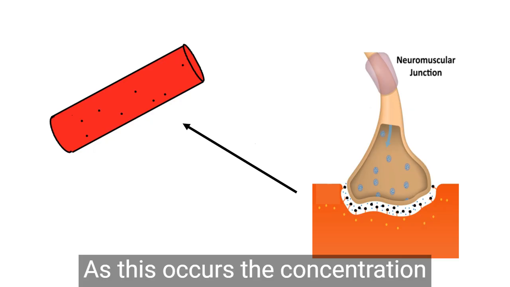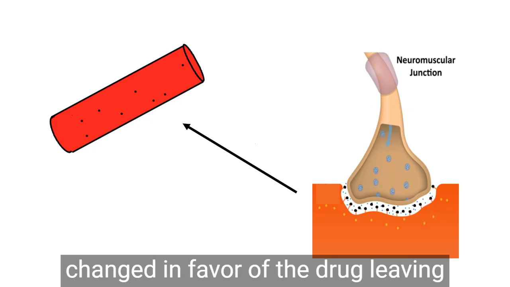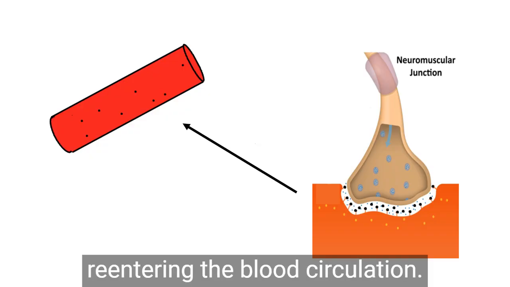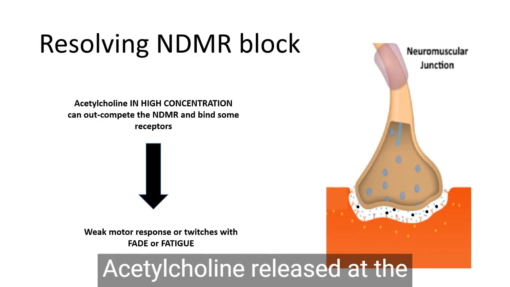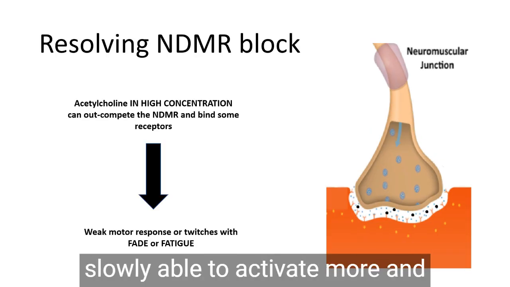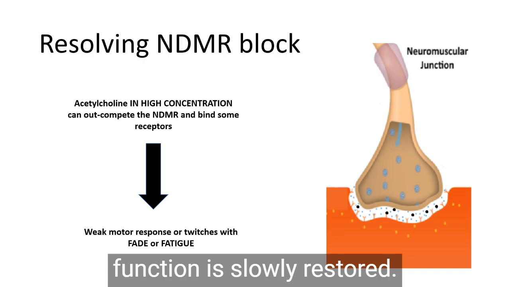As this occurs, the concentration gradient for the drug has now changed in favor of the drug leaving the neuromuscular junction and re-entering the blood circulation. Acetylcholine released at the neuromuscular junction is now slowly able to activate more and more muscle fibers, and muscle function is slowly restored.